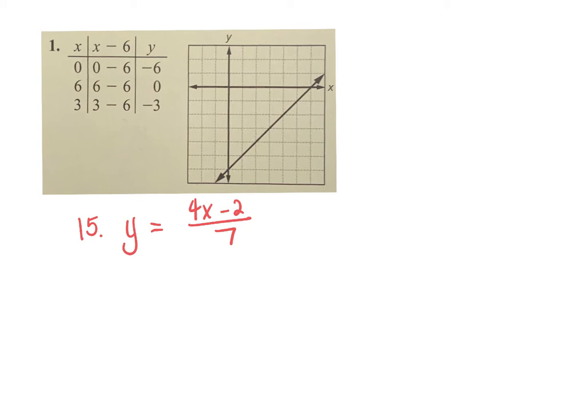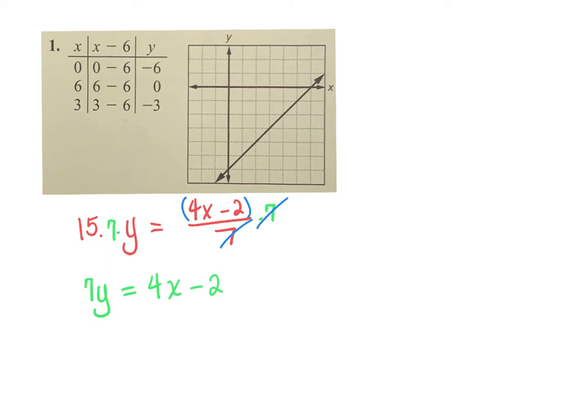All right? Because remember, even if you don't see it, this guy is grouped. Okay? And so we need to get rid of that 7 first. And we're going to do that by multiplying both sides by 7. So we're going to multiply the left and the right by that 7. So now we have 7y equals, and on this side here, these just cancel. And so it equals just the 4x minus 2.